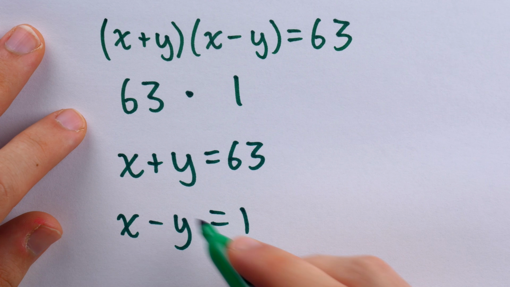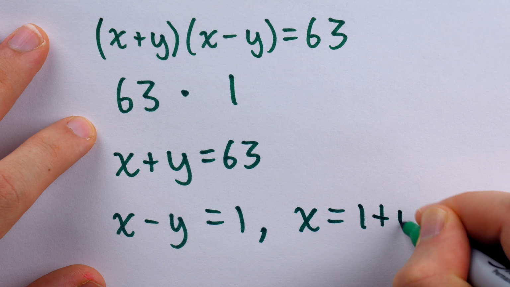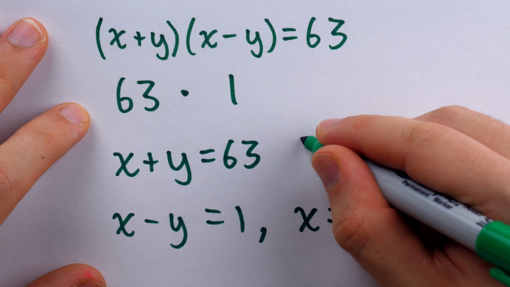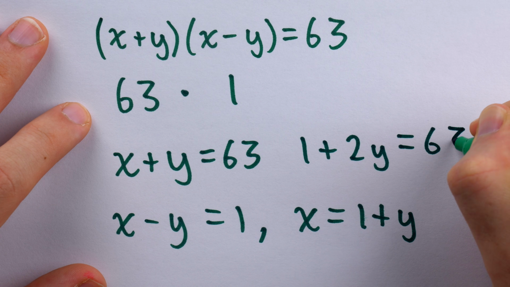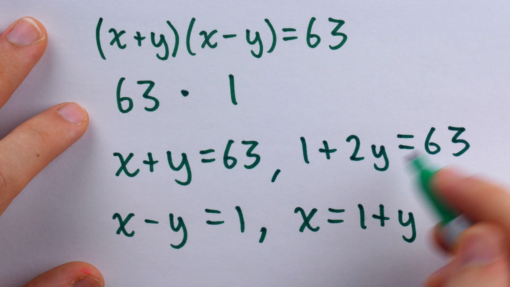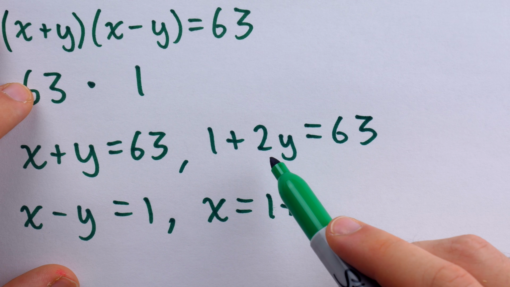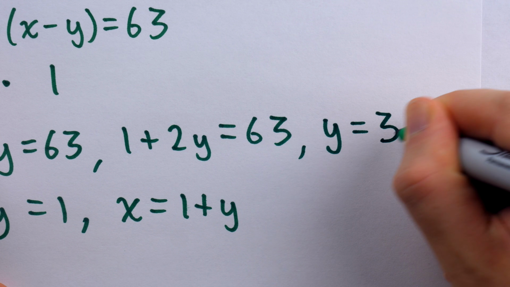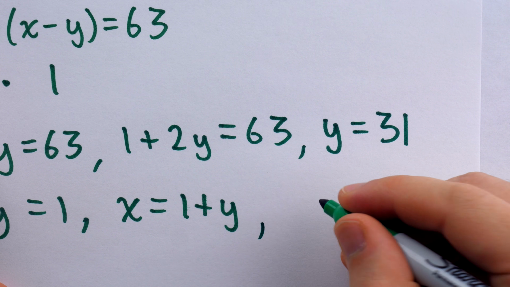So then, from the bottom equation, we have that x is equal to 1 plus y, and substituting that into the top equation, we have that 1 plus 2y is equal to 63. Now, in this top equation, we can solve for y. Subtracting 1 gives us 2y equals 62, and so that tells us that y is equal to 31. If y is equal to 31, then of course x must equal 32.